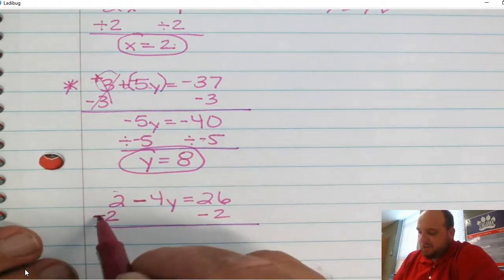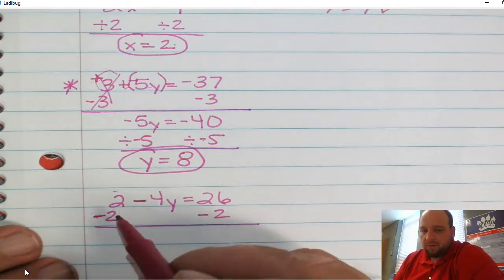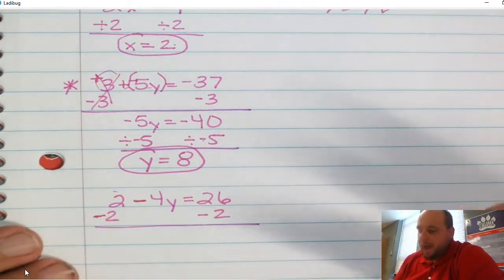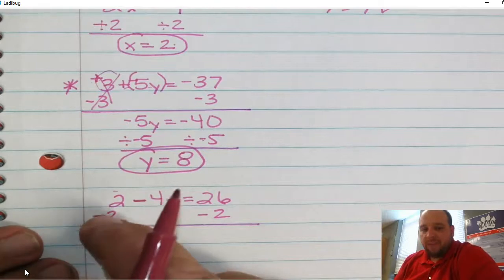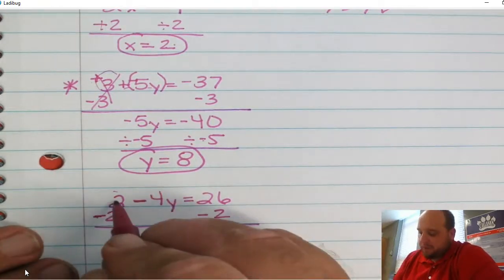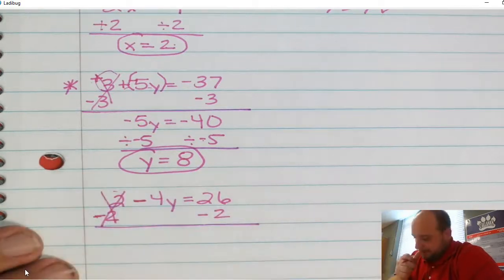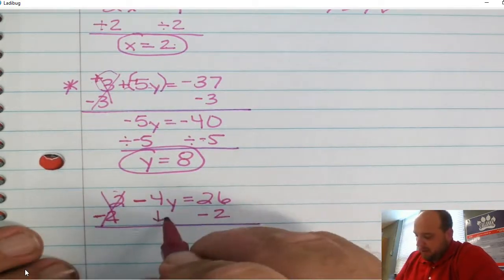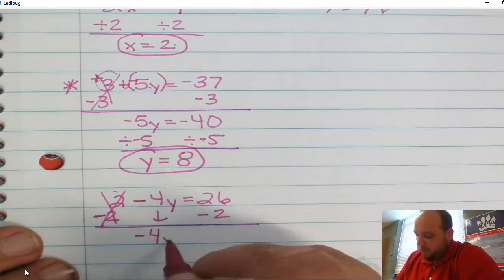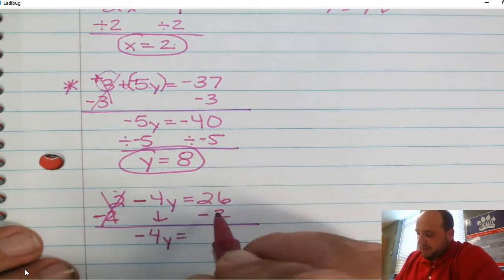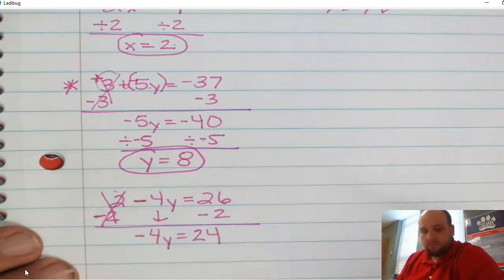If I put a plus 2 here, what would 2 plus 2 give me? It would give me 4. I can't get 4. I have to have it be opposites. So the opposite of 2 is minus 2. And so this cancels out because they're opposites. I bring down the minus 4y, or in this case, negative 4y. 26 minus 2 gives me 24.